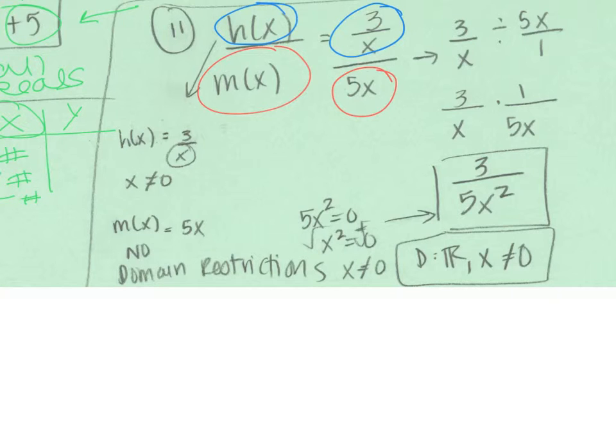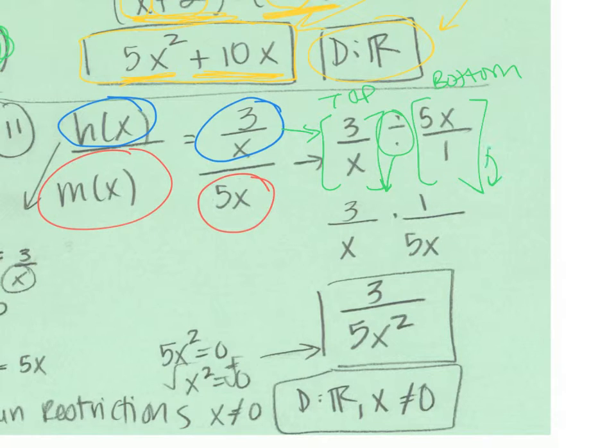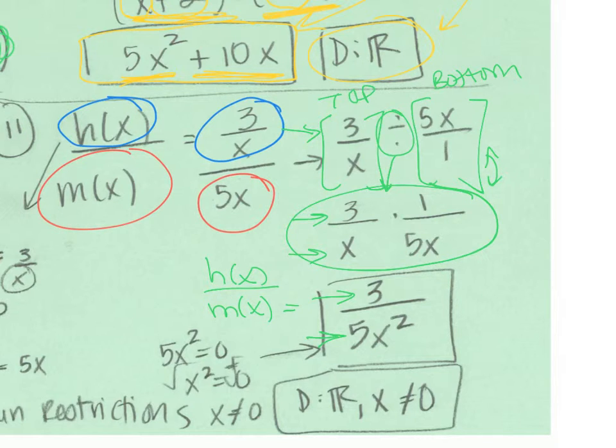So then I always like to write what's in my numerator, so the top, whatever that may be, divided by the denominator, the bottom. There's nothing to simplify for either of these fractions. You change division to multiplication, you flip the fraction on the right, and we end up over here. So on top, 3 times 1 is 3. x times 5x becomes 5x squared. So h of x over m of x is equal to 3 over 5x squared.